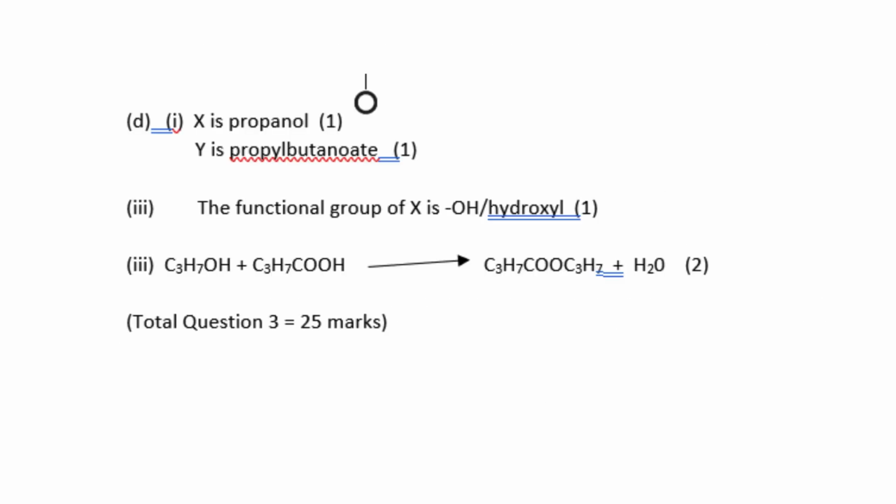The answer is X is propanol, Y is propyl butanoate. Each of them one mark. X, Y, don't come and say you know that the functional group is hydroxyl. So they said if it is OH, 1 mark, equation of the reaction, 2 marks. Take notes. Now this is question 4a.